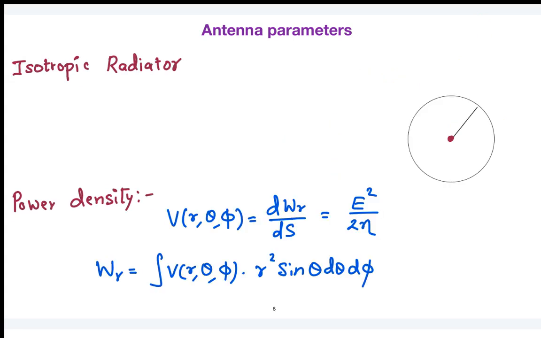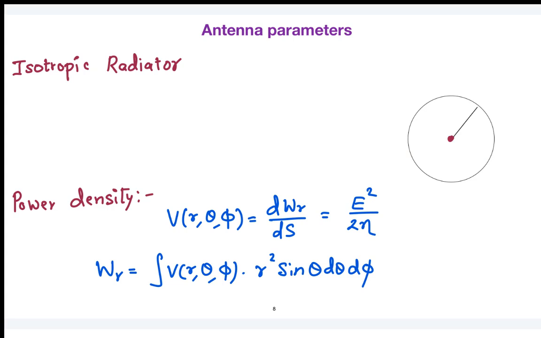Next one. There are different types of parameters, and the next one is the isotropic radiator. What do you mean by isotropic radiator? There is nothing like a really isotropic radiator existing. It is a hypothetical point source which emits radiation in all directions. Suppose it is considered to be a point antenna which can radiate in all directions uniformly. That is said to be your isotropic radiator.